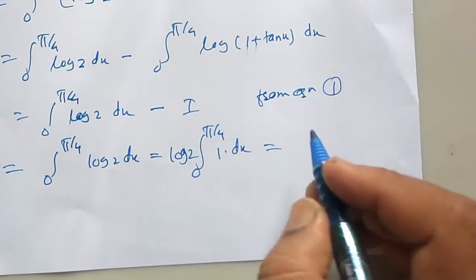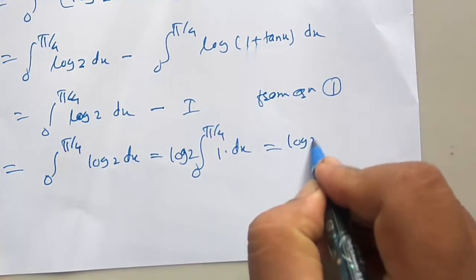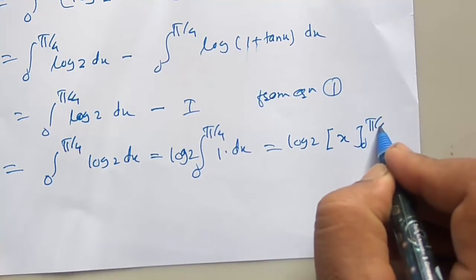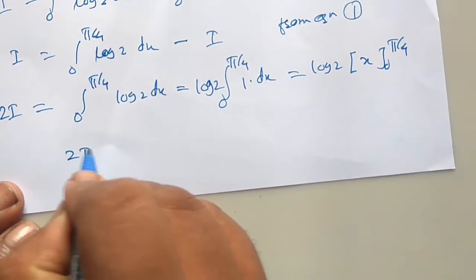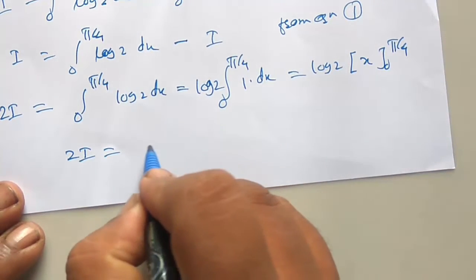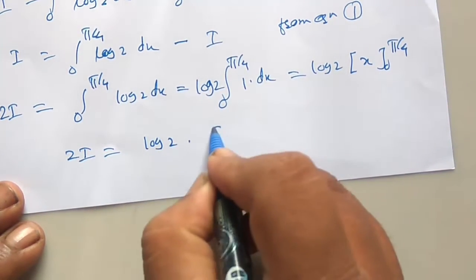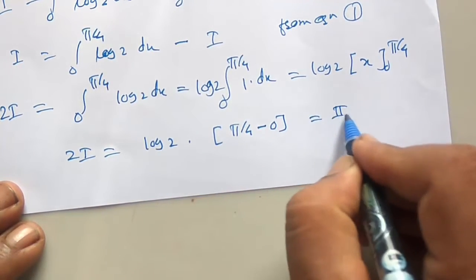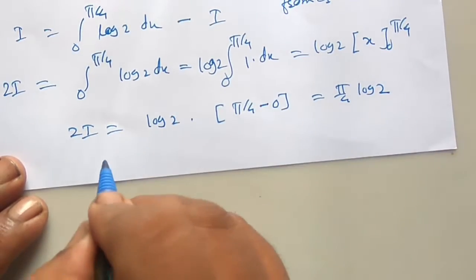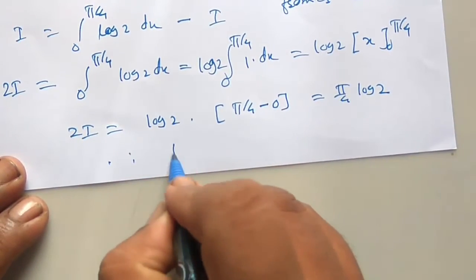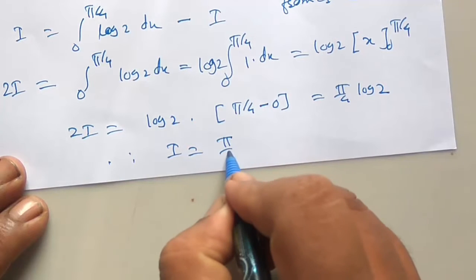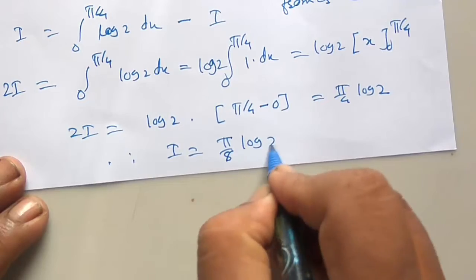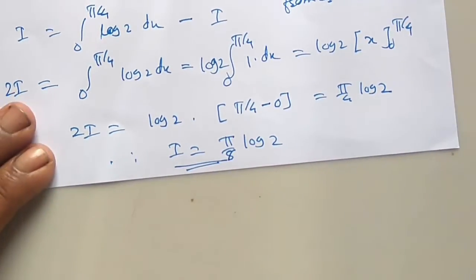So this is equal to log of 2 bracket x from 0 to pi by 4. So 2I is equal to log of 2 bracket pi by 4 minus 0. So it is pi by 4 log of 2, and therefore dividing by 2, I is equal to pi by 8 log of 2. So this is the value.